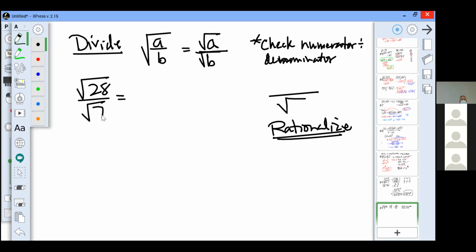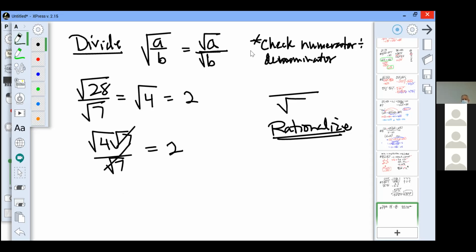Because if you divide 28 by 7, you're done. You could simplify the square root of 28 and do it this way. That's legit. Common factors, you still end up with 2. But if you always check numerator divided by denominator, and it turns out to be a nice thing, then you just saved yourself a whole bunch of misery.